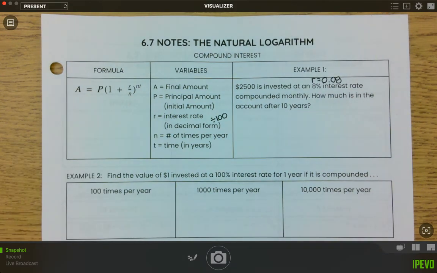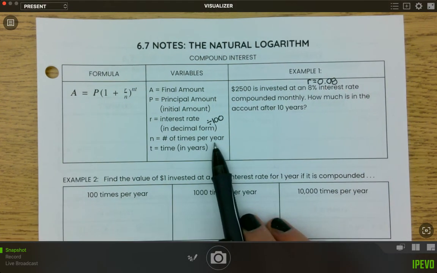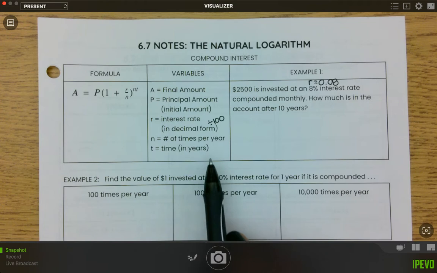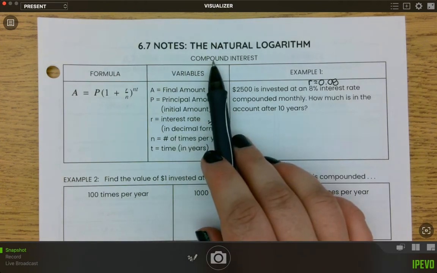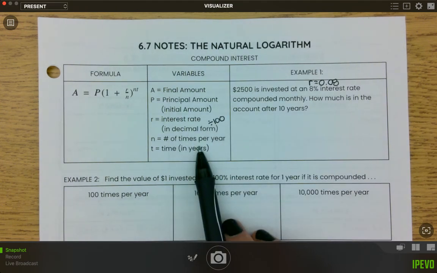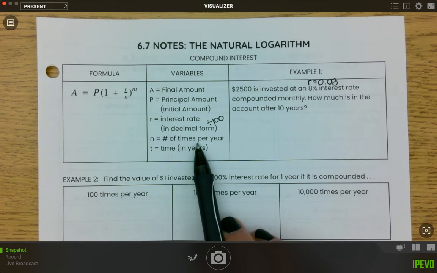Then you have the number of times per year, and this is the part where the word compound comes into play. Compound means it's going to do it this many times per year. So if this says something like quarterly, a quarter is a fourth, so that's 4 times a year. If it said something like monthly, that's 12 times a year. Daily would be 365 days a year.